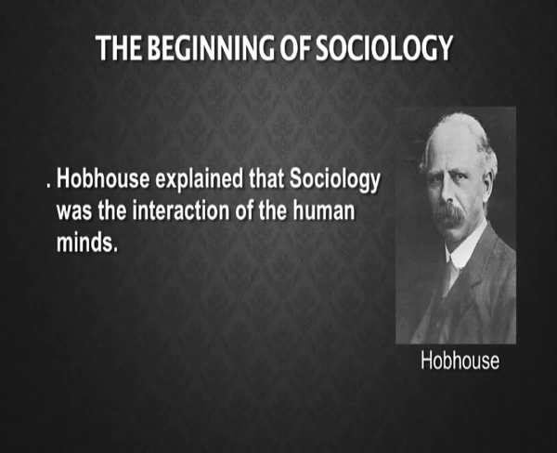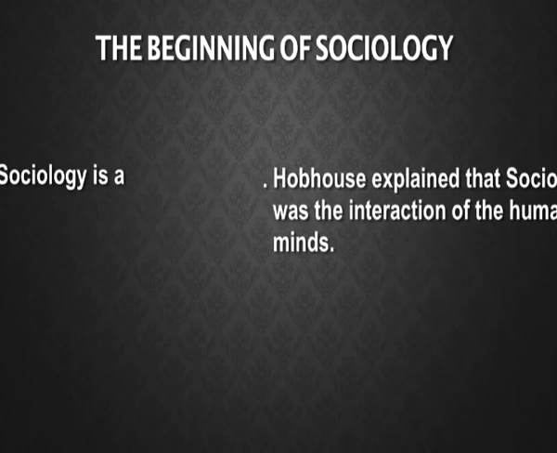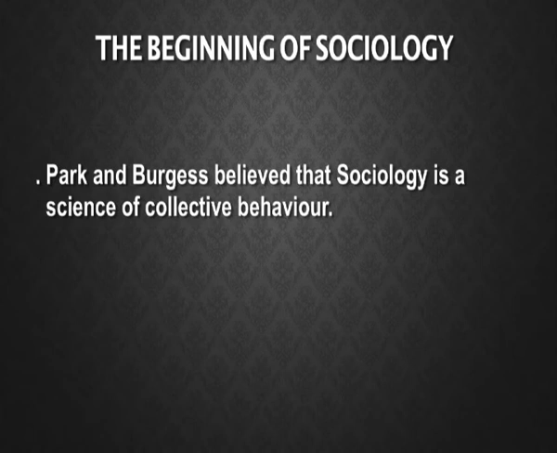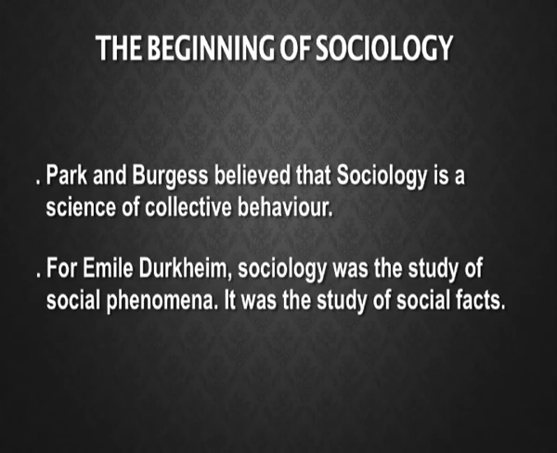You also have Hobhouse, who explained that sociology was actually the interaction of the human mind. You had Park and Burgess in the USA, who also believed that sociology is a science of collective behavior. And then you also have the famous sociologist Emile Durkheim, who believed that sociology was the study of social facts. Now, so far, all the sociologists who had been looking at society looked at it from the point of view of the natural sciences. That means they decided that if sociology has to be a science, then it should follow the method of the natural sciences.